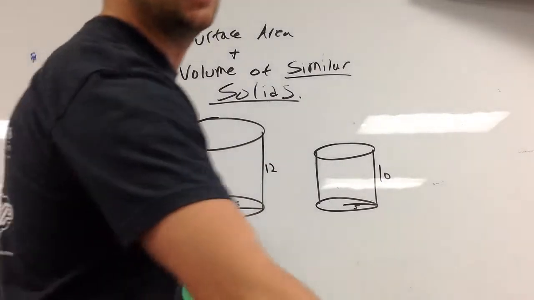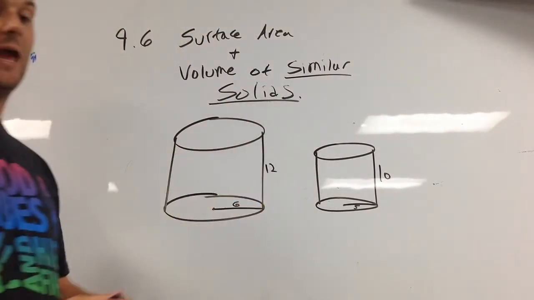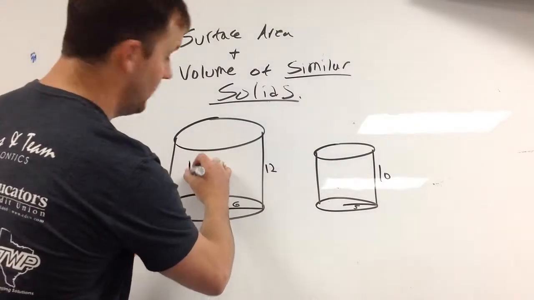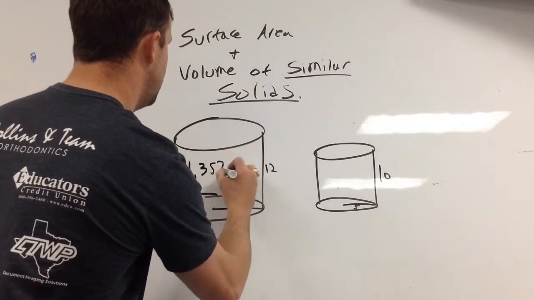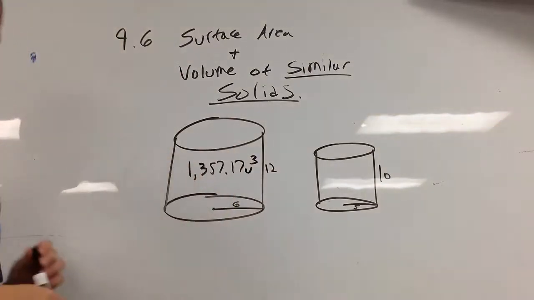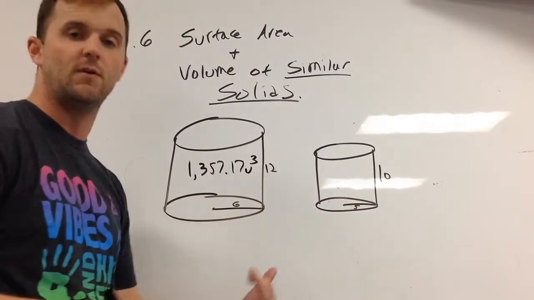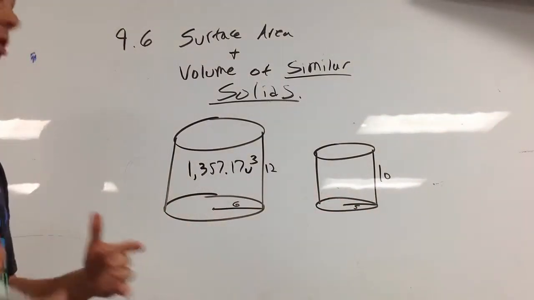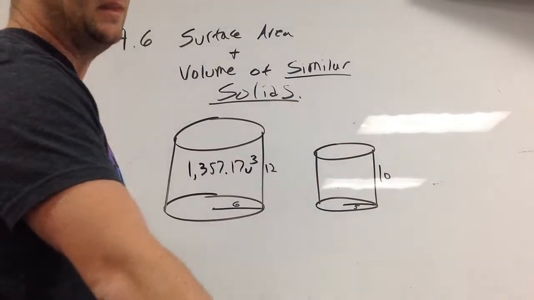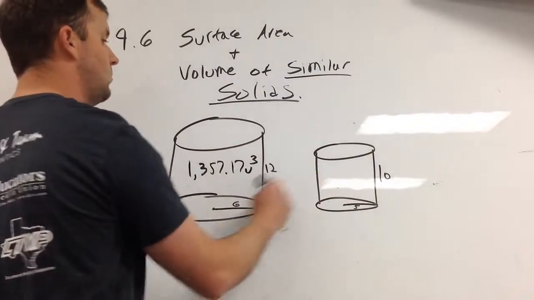So what the question says is the 2 cylinders are similar, and the volume of the larger figure is 1,357.17 units cubed. So that's the volume of this guy. Right now, technically I could use these 2 measurements to find the volume, but I'm going to show you how this ratio works to use the volumes here. It says we need to find the volume of the smaller figure. I could either use 5 and 6 or 10 and 12, it doesn't matter.